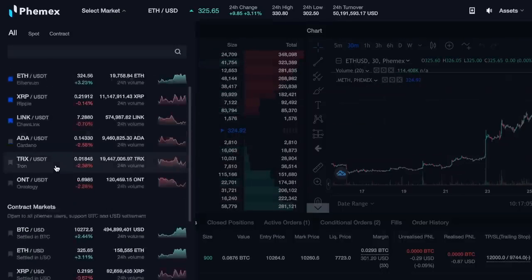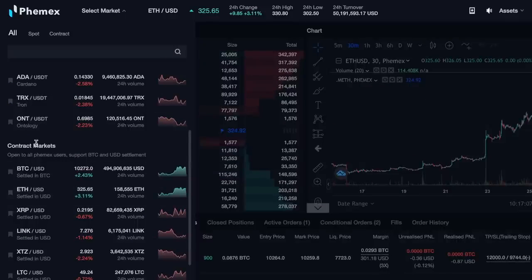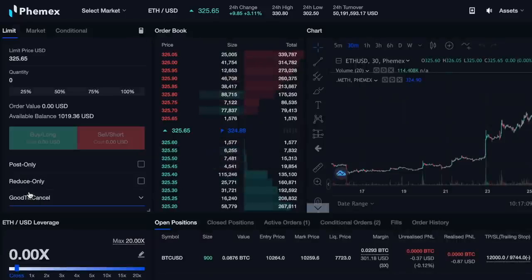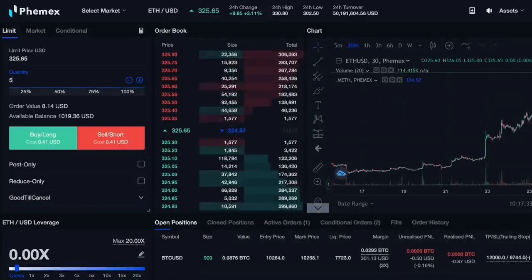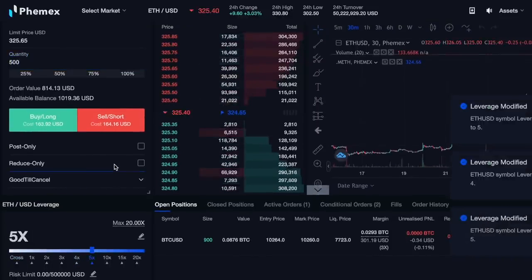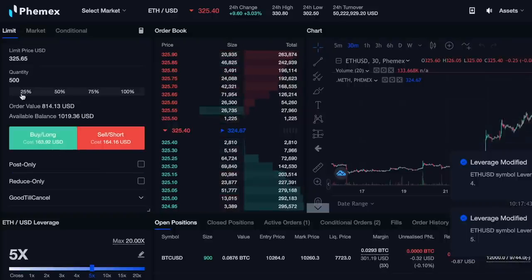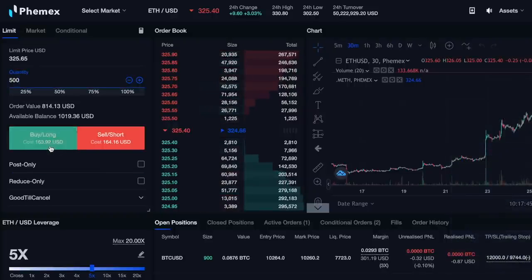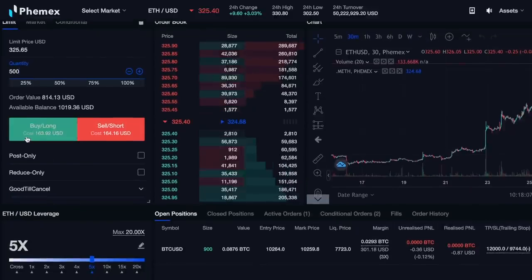All right, let's say we want to trade Ethereum. Let's go down here, contract markets, Ethereum against the US dollar. Now, let's say we want to put a position of $500 worth of Ethereum, and we want to use 5x leverage. Well, we can see here that the quantity is $500, the cost is $163. And once again, they say cost here, but it's not a fee. This is not something that you have to pay. This is just the margin that you need to put up to have this position. So it's not a fee. You will get this money back if you close the position.